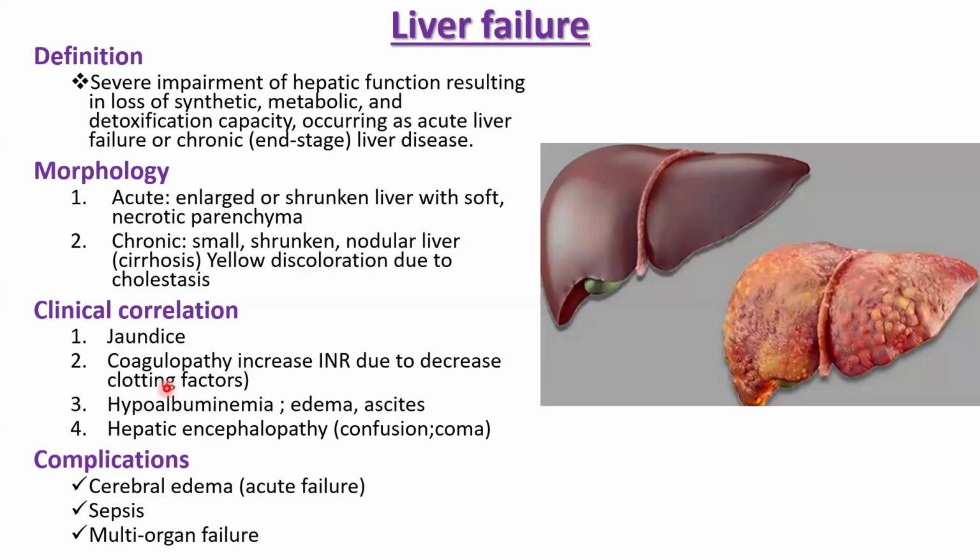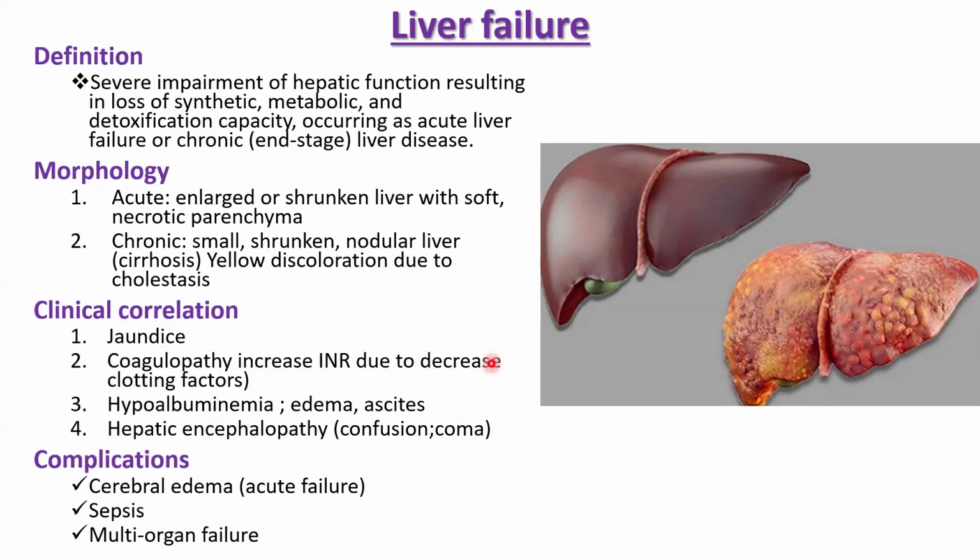The other one is hypoalbuminemia. Albumin is produced by the liver, so the person will have hypoalbuminemia, and that will lead to edema. Edema is increased swelling of the body. It can be in the lower limbs and upper limbs, and can also be ascites. Ascites is a distended abdomen. The person can also have hepatic encephalopathy, coming across with confusion, coma, and such things.